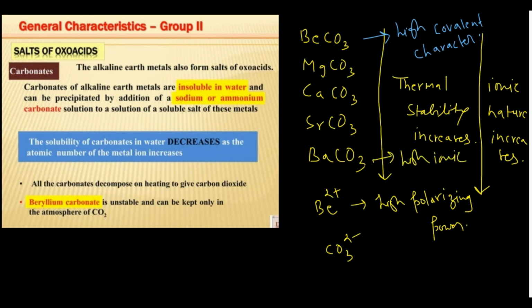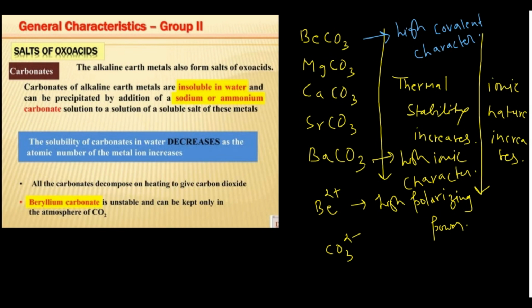It is having very high ionic character, and you know your ionic compounds are more thermally stable than the covalent compounds. That's why when we move down the group, thermal stability increases. And this is not only true for the carbonates of the alkaline earth metals, it is also true for the nitrates of your alkaline earth metals, because they also form the nitrate.